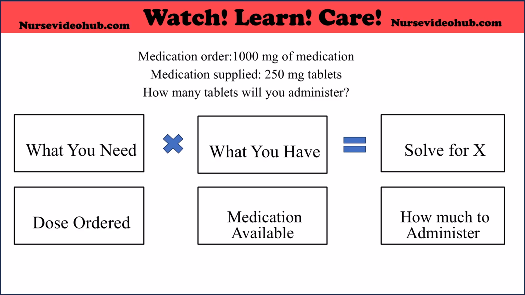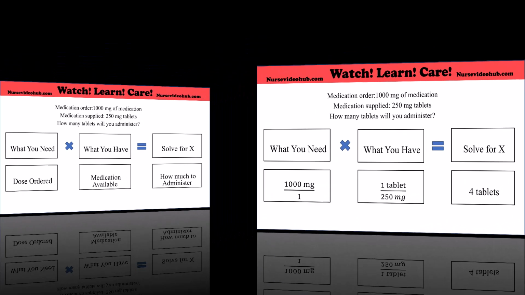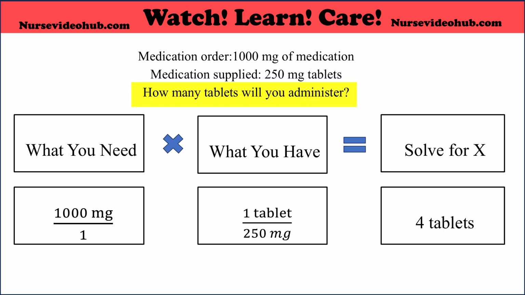Here is an example. You have a medication order for 1,000 milligrams of medication, and the medication supplied is 250 milligram tablets. How many tablets will you administer? You set up the problem to identify the number of tablets to administer. First, you start with the dose that is ordered, 1,000 milligrams. You place it in a fraction over 1, 1,000 milligrams over 1.